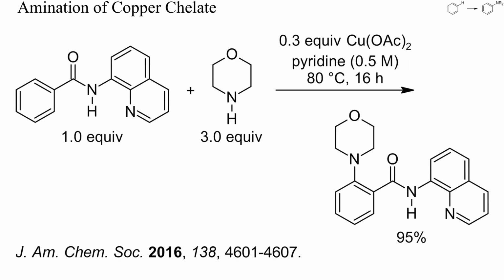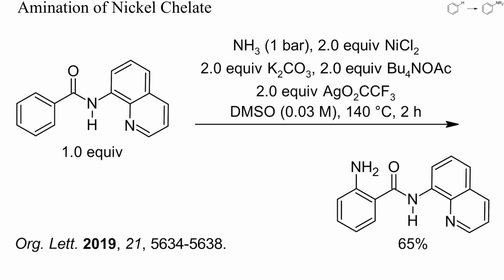Occasionally, metallated arenes can react directly with amines to yield arylamines without any oxidant. Often it is oxygen which regenerates the catalyst. In this example, a benzamide was metallated with copper acetate by chelate formation and then aminated with morpholine. The same benzamide as in the previous example could also be aminated with ammonia.